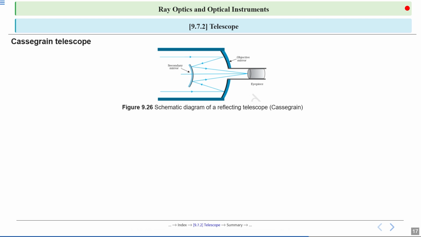Here we have a schematic diagram of the Cassegrain telescope. Notice the primary mirror, which is a large concave parabolic mirror. This mirror is crucial because it gathers light and reflects it towards the secondary mirror. Pay attention to how the light path is designed to maximize the telescope's efficiency.